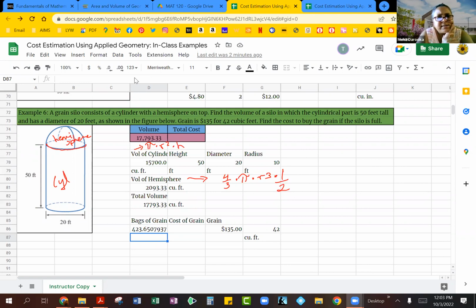Okay, so I added them and then divided by 42. Yeah, you would be dividing by 42 because that's the capacity you're getting in each bag. So you had, and let me see, what did you have for your cylinder? So cylinder, you got 15,700. And then what did you get for your hemisphere? Yeah, see, the hemisphere should be 2,093, and you had the 209, and I wonder if that's where the difference is happening in your answer.